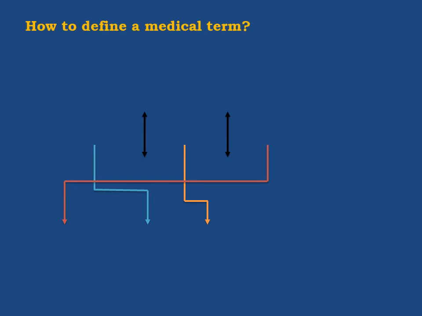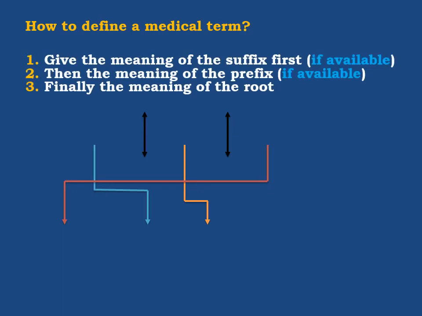Now, let's see how to define a medical term in detail. As we said earlier, if we have a medical term, first we have to break it down into its parts and then give the meanings of the individual parts. And after that, we start with the suffix. So here, if you look at number 1, it says give the meaning of the suffix first, if available. Of course, if there is a suffix, then we start with the suffix first and then go back to the beginning, to the prefix and root.